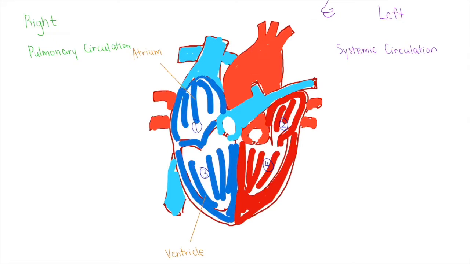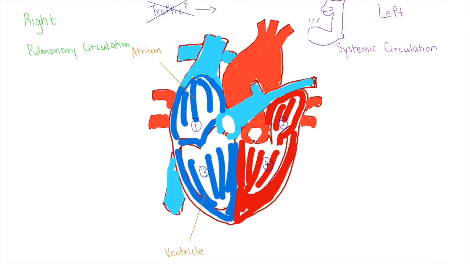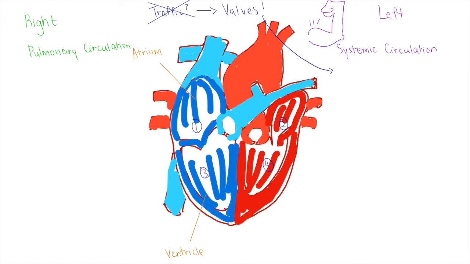As the left heart does all the heavy lifting, it is more muscular. An easy way to remember this is the lung is right, and left heart pumps to what's left over. We certainly don't want two-way traffic in our circulation, so what's keeping the traffic in check? The answer is valves. There are two types of valves: atrioventricular valves, AV for short, and semilunar valves.